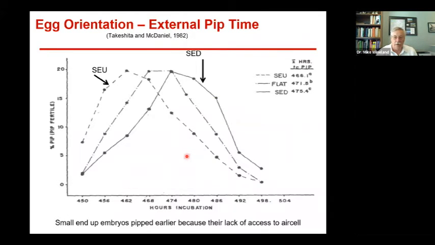Okay, this is a graph from Ken's work where he was looking at the time of external pip. As I made mention, when they're small end up, because there's no air cell, they're going to have to break that shell sooner than they might normally do. And you can see that it's just going to be a little bit of prolonged hatching time. This curve right here shows when the small end is down. They start later and they finish about the same time.